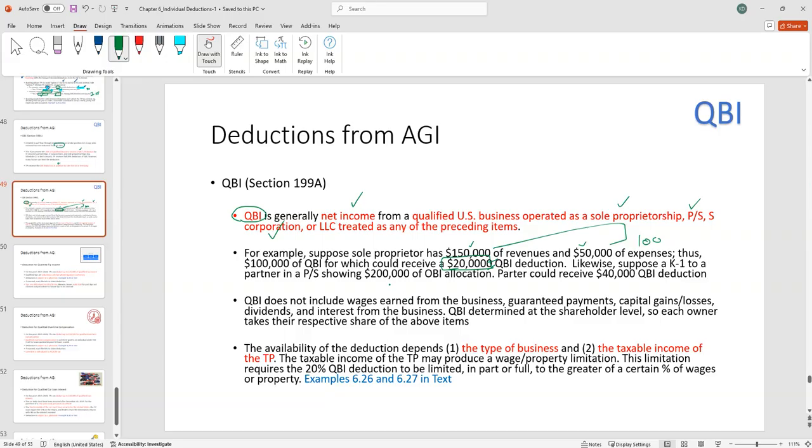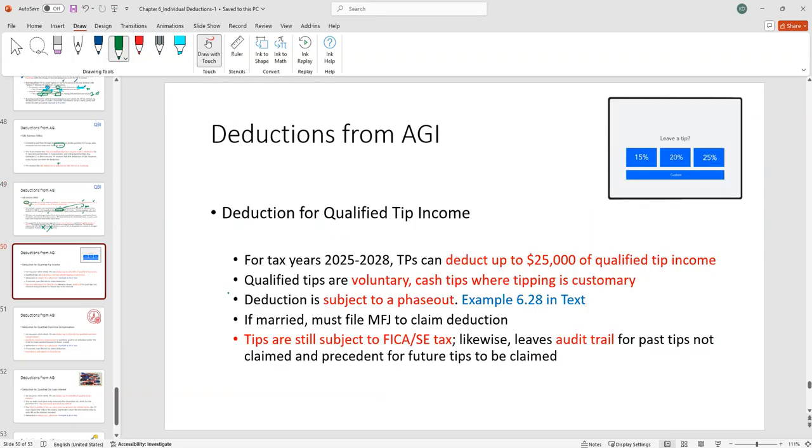Likewise, say I'm a partner in a partnership, I get a K1. It shows my share of the ordinary business income, basically the net income from the partnership, was 200. I could potentially get a QBI deduction for 40,000, 20%. It gets wonky. Don't go down the rabbit hole of looking at these. Just be aware that's the end of the rainbow, the 20%. There's a lot of things that can take that down, okay?